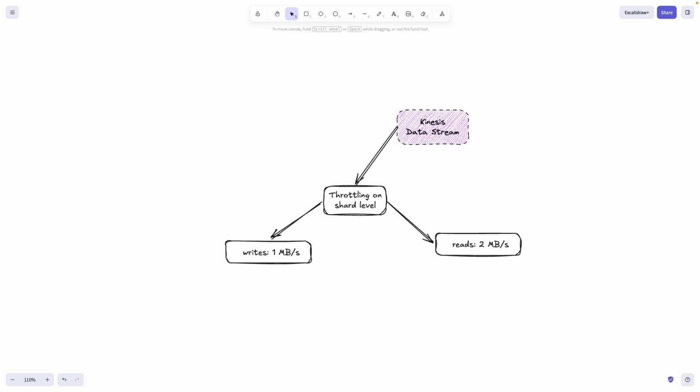Kinesis throttles at the shard level. Each shard can handle 1 MB per second of writes and 2 MB per second of reads. Exceed that, you get throttling errors. The number of shards you provision is your throughput design decision.